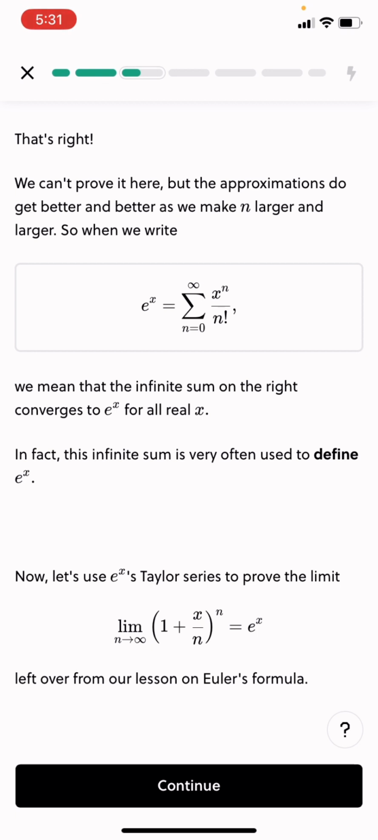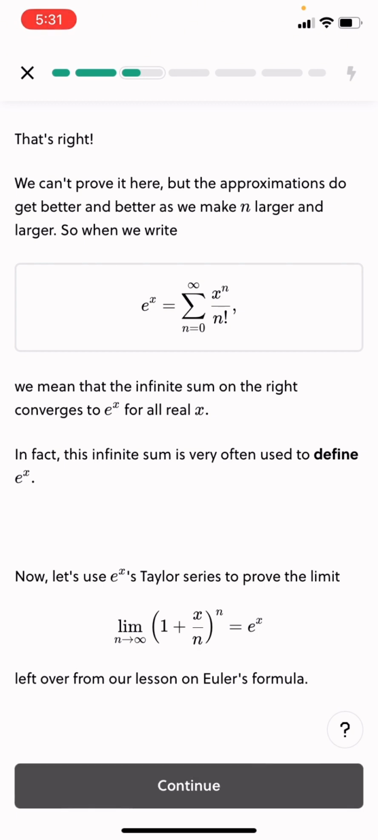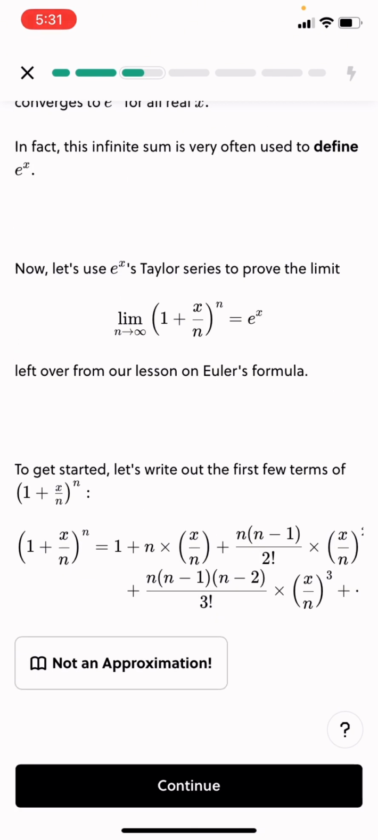Now let's use e to the x Taylor series to prove the limit. The limit as n goes to infinity of 1 plus x over n to the n equals e to the x, left over from our lesson on Euler's formula, which I did do, as I said earlier too. To get started, let's write out the first few terms of 1 plus x over n to the n.